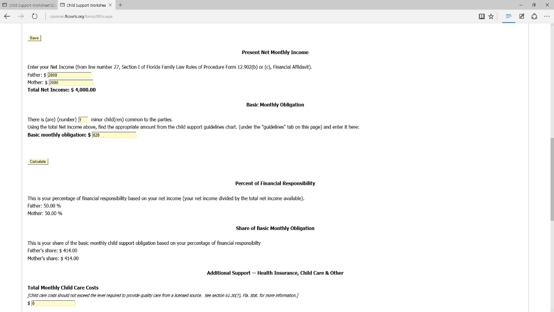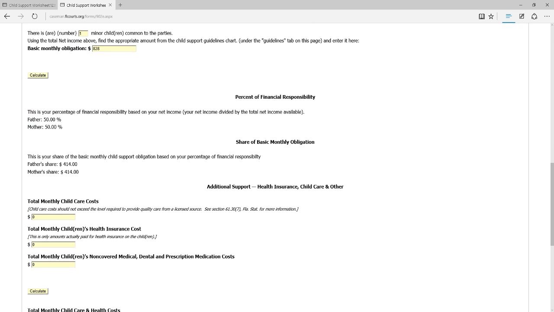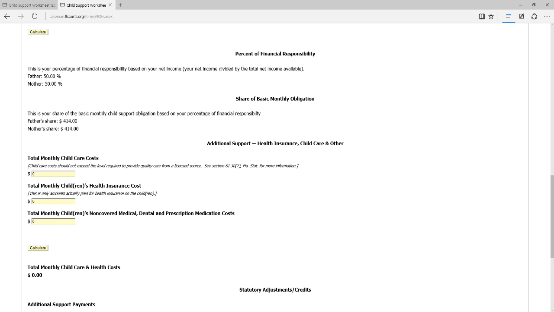Now, because both the mom and the dad make approximately the same amount of money, well, they do make the same amount of money, pretending in this case, their financial responsibility is 50-50. If dad's income was higher, his financial responsibility would be higher. So at this point right now, father's share of the child support is $414 and the mother's share is $414.